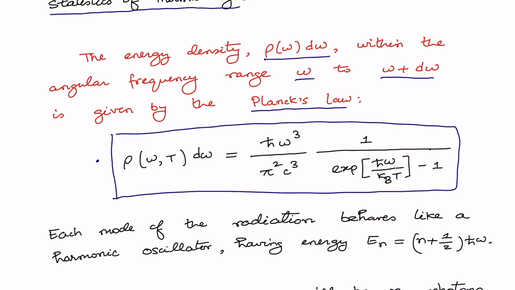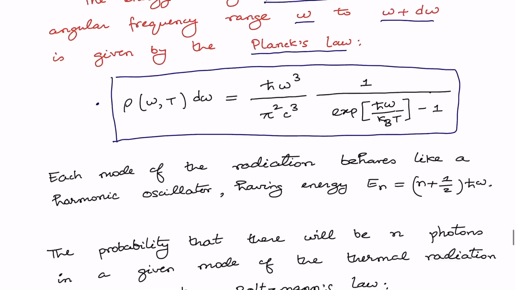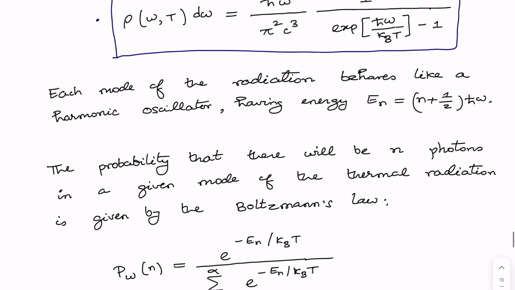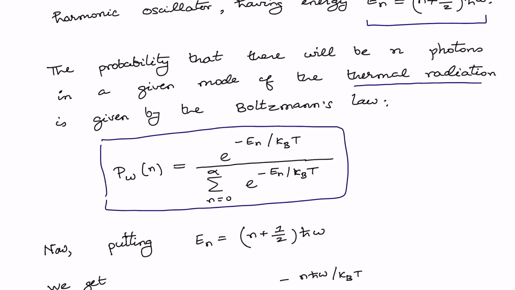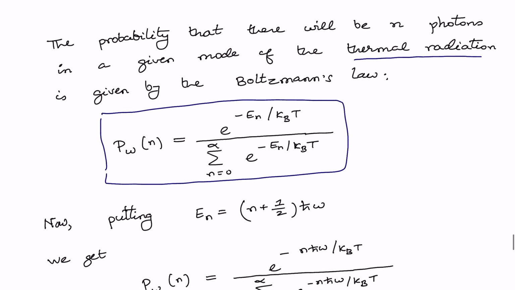Now you know that each mode of the radiation behaves like a harmonic oscillator. When we have quantized electromagnetic radiation, that is what we have learned, that each mode of the radiation behaves like a harmonic oscillator, and each mode has energy (n plus half) h bar omega. Now the probability that there will be n photons in a given mode of the thermal radiation is given by the so-called Boltzmann law, which maybe you have seen in your statistical mechanics course. So this is the probability distribution for thermal radiation.